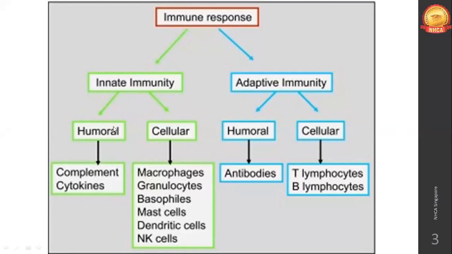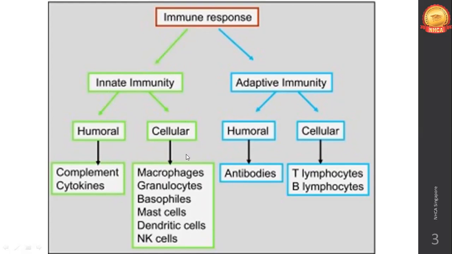So innate immunity has a humoral component. Here also you have humoral. Don't confuse that, because here humoral means when you are born, there are B lymphocytes which are made in your liver and stored in the bone marrow. That is why we have humoral immunity under the innate section. It is activated when antibodies are formed, and that happens after birth. Then cellular immunity: macrophages, granulocytes, basophils, mast cells, dendritic cells.